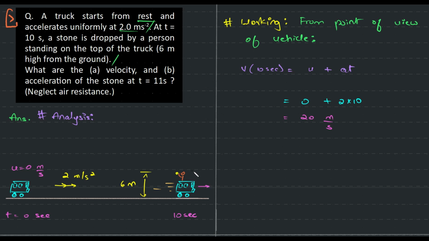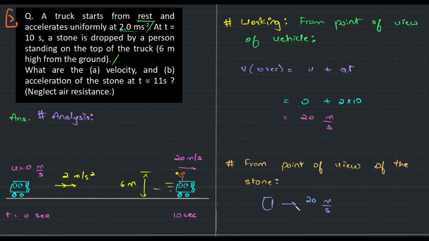So this is moving at a speed of 20 meter per second at 10 second. So how is this related to the point of view of the stone? How is the stone's perspective related to the vehicle's movement? Well, the stone, when it's at 10 seconds, will have a velocity of 20 meter per second.